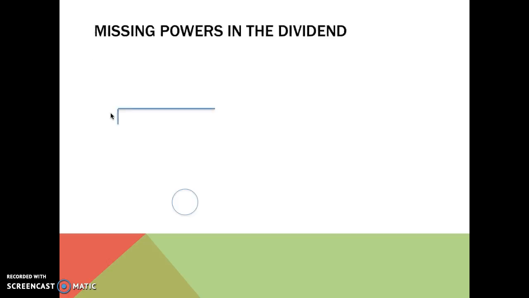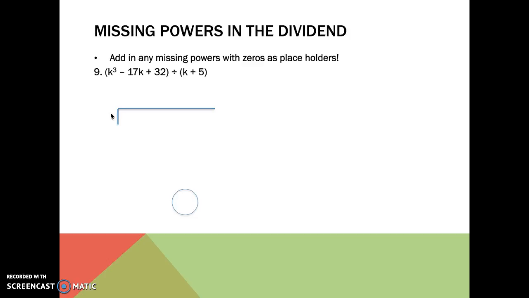Now, missing powers in the dividend. Add any missing powers with zeros as placeholders. So we have number 9, k to the third minus 17k plus 32 divided by k plus 5. Notice that we're missing this k squared. We go from k to the third, or k cubed, all the way down to k to the first power. Well, we're missing that k squared, so that's what it's talking about.